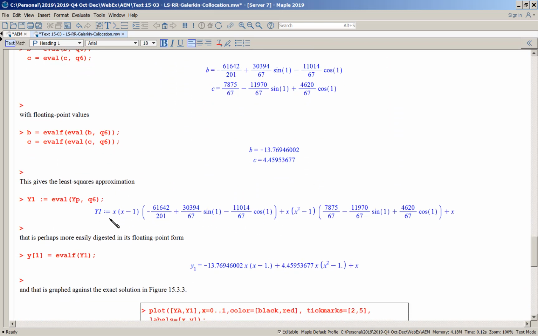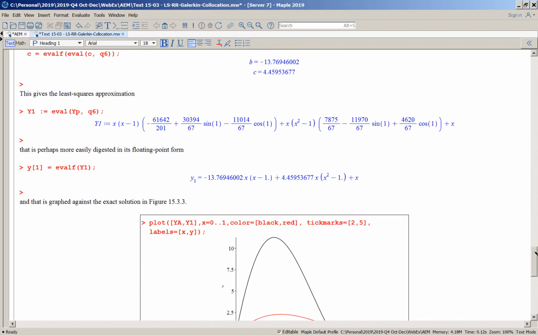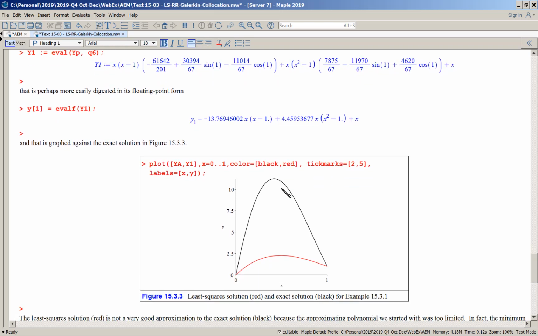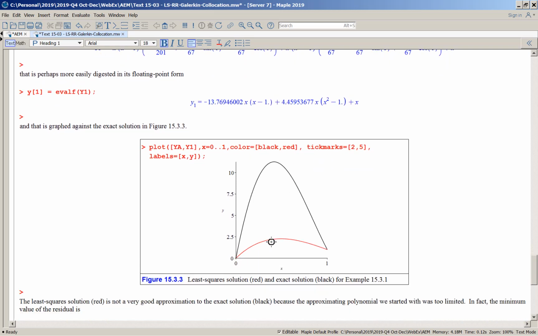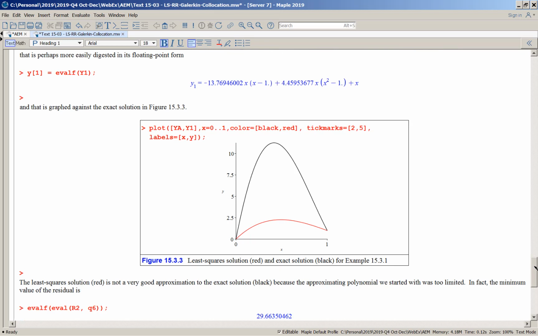This gives you y1 as an approximation to the solution to the boundary value problem. Here it is in floating point form. The approximation is this graph in red, and the exact solution is in black. It doesn't look really great, so let's find out why and what we could do to get a better approximation.